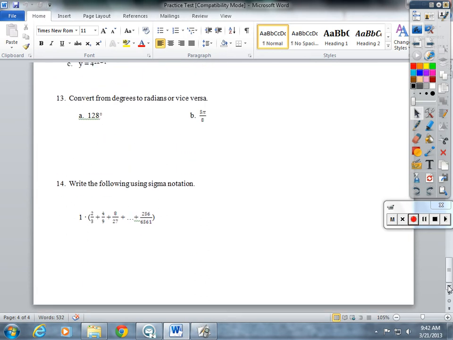Only one more problem it looks like here. Write the following using sigma notation. Ooh, that looks like a tough one. 2/3, 4/9, 8/27. Okay, it goes all the way up to 256. So the top looks like it's doubling. Or it's 2 to the first, 2 to the second, 2 to the third. And the bottom, we have to write the bottom the same way using the same variable. It's a tough one there.